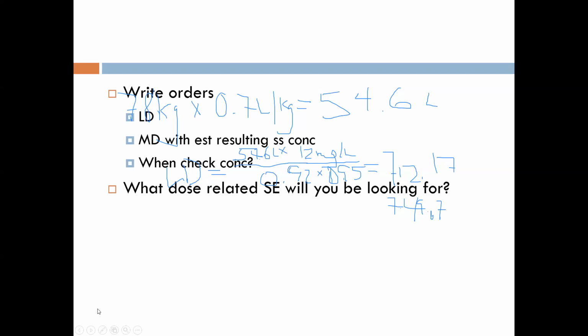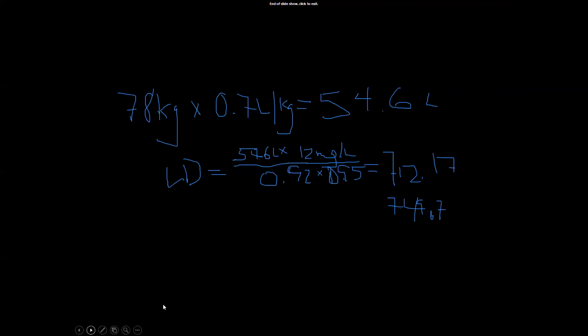And what dose-related side effects are we going to be looking for? Well, we're going to be looking for nystagmus, for any dizziness, ataxia, any mental confusion. You probably won't see any gum changes right away if there are any, or facial changes. Those would be the big things I'd look for. All right, thanks.